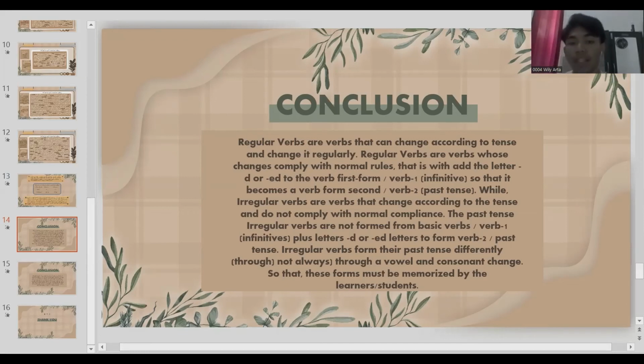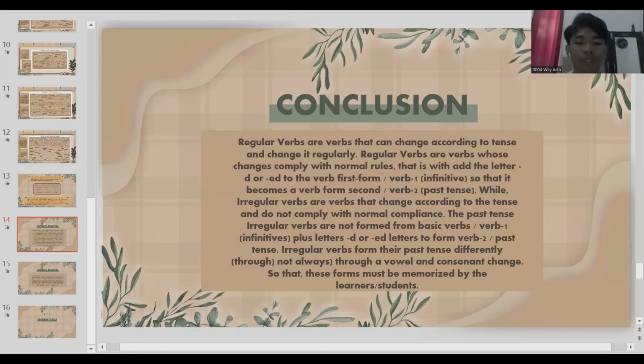Regular verbs are verbs that change according to tense and change regularly. Regular verbs are verbs whose changes comply with normal rules. That is, with the letter d or ed added to the verb's first form, or verb 1, or infinitive, so that it becomes the second form, or verb 2, or past tense.